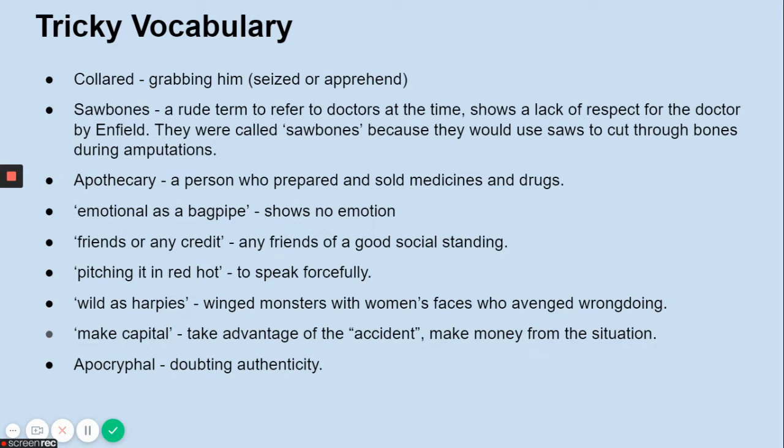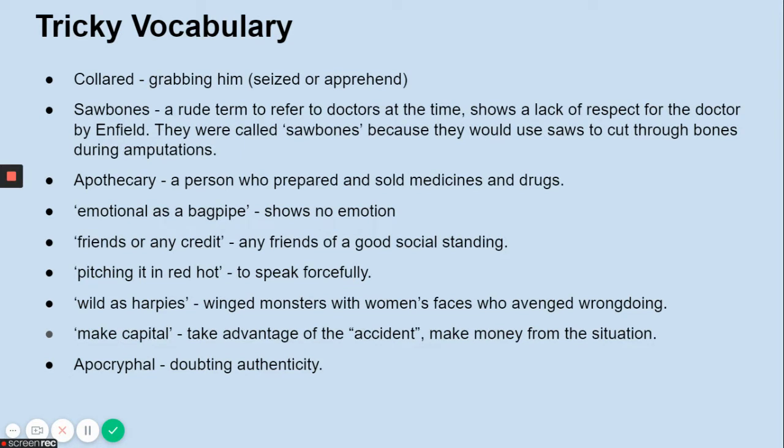Make capital. So Hyde implies that they're trying to take advantage of his innocent accident to make money from the situation. And then apocryphal is doubting authenticity. So Enfield doubts the cheque and thinks it might be forged for reasons we will discuss later on.